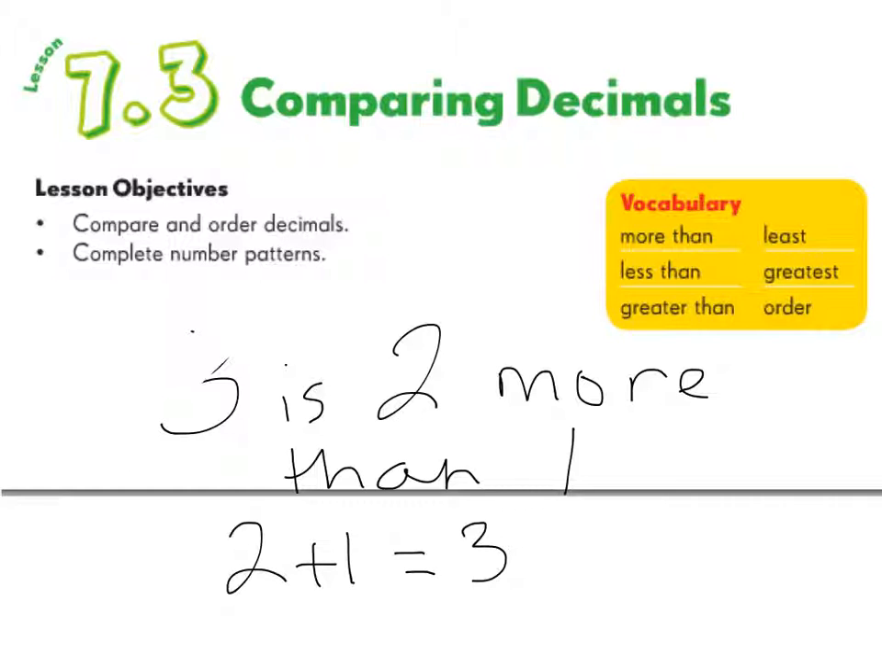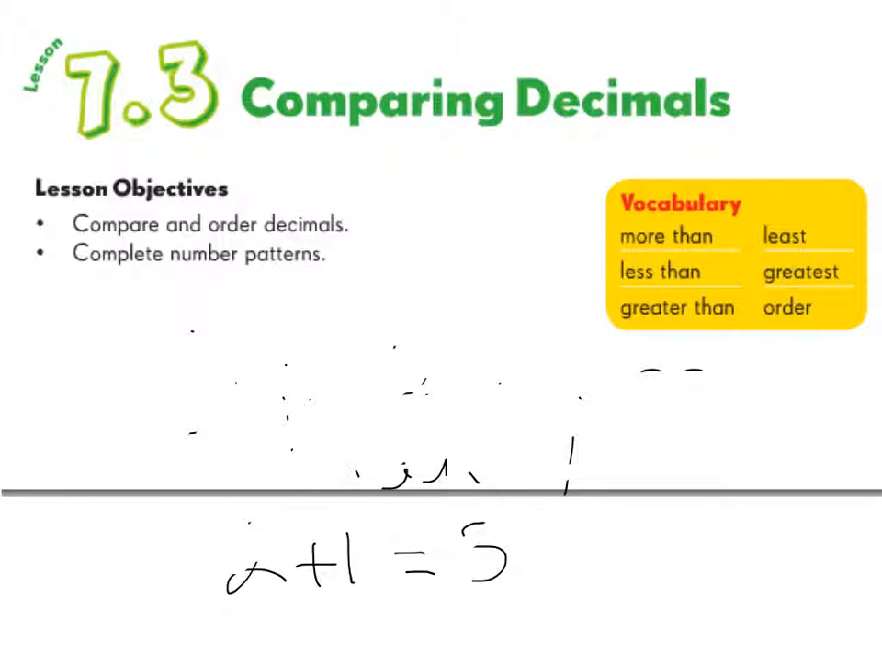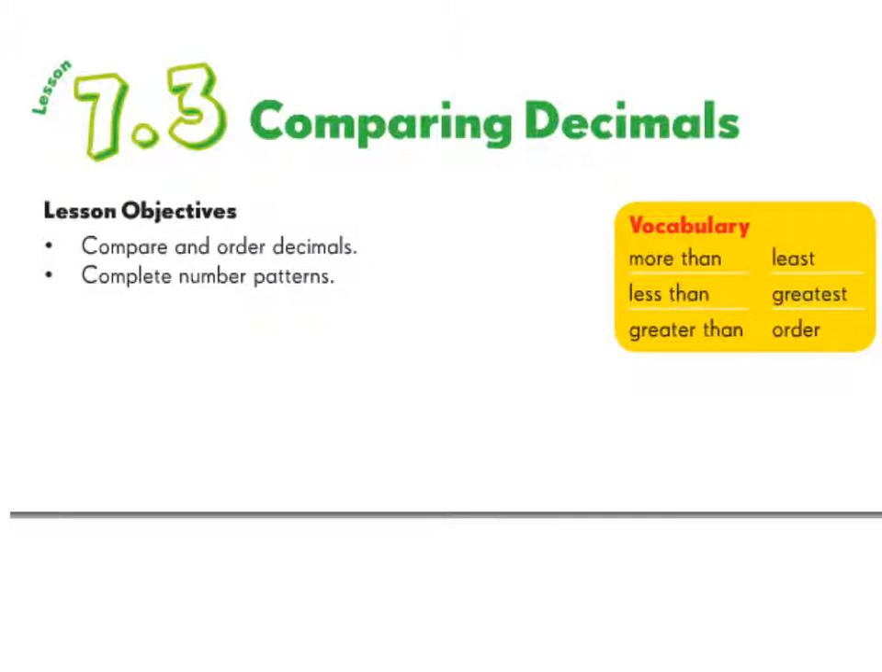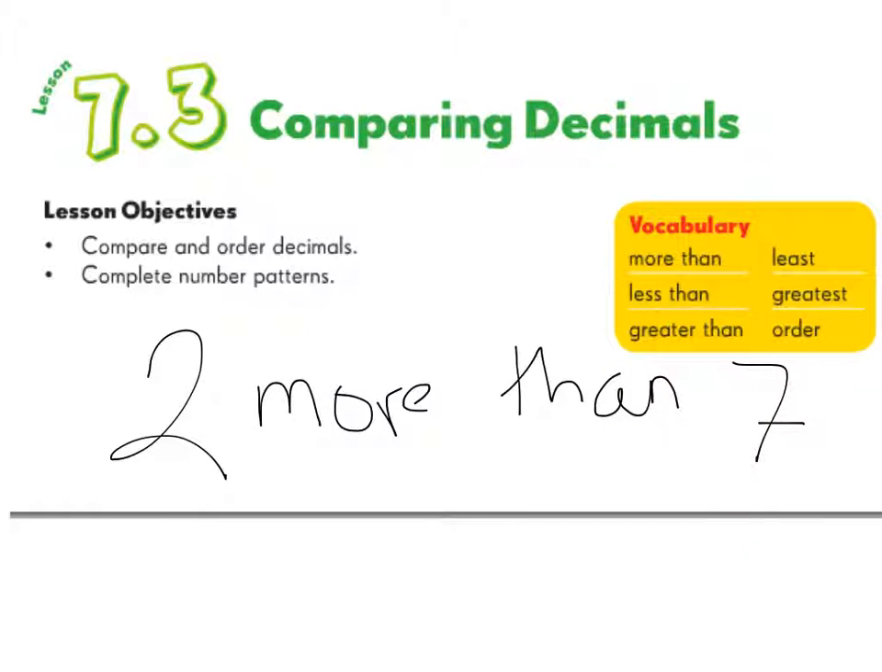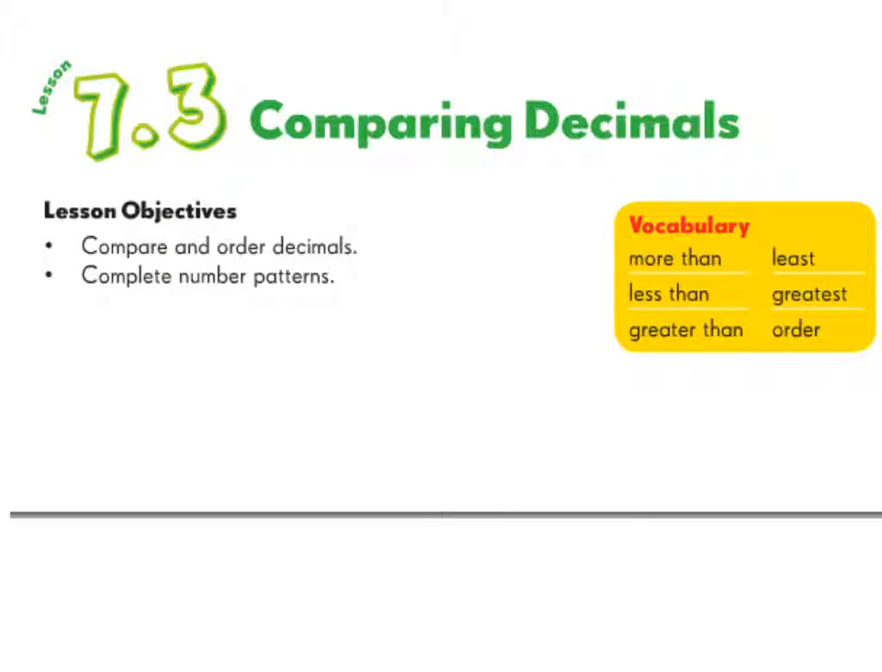And we could also do that another way by saying, we can ask the question, what is 2 more than 7? Which we would obviously get is 9, because 2 plus 7 is 9. It gets a little bit more complicated when we're talking about decimals, but we'll get into that in a little bit. Along the same lines, we can talk about less than, which is right here.